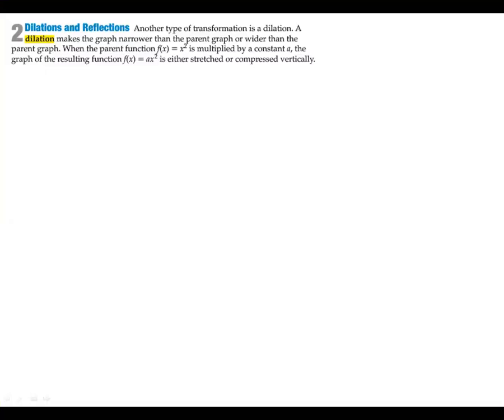Okay, so another type of transformation is called a dilation. A dilation makes the graph narrower than the parent function or wider than the parent function. When the parent function x squared is multiplied by a constant, the resulting graph, which is ax squared, is either stretched or compressed vertically. Okay, now here's how it works.